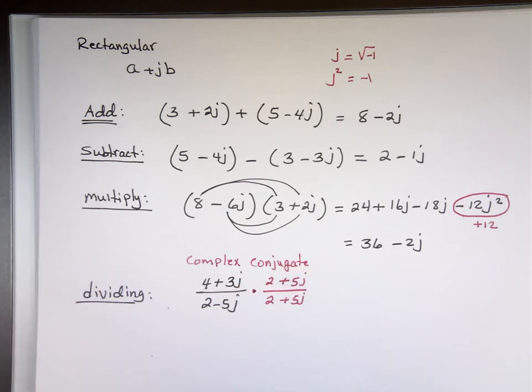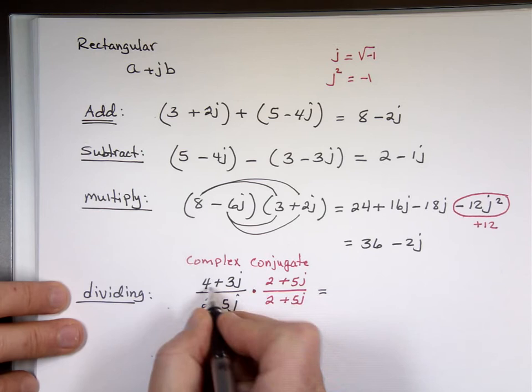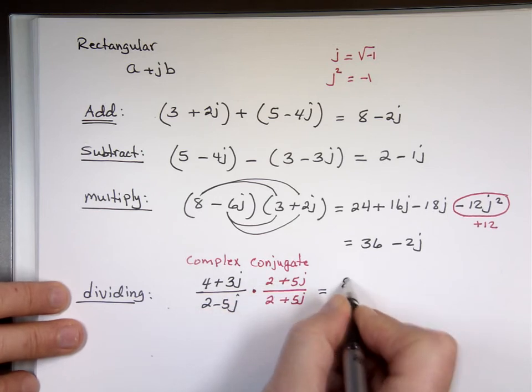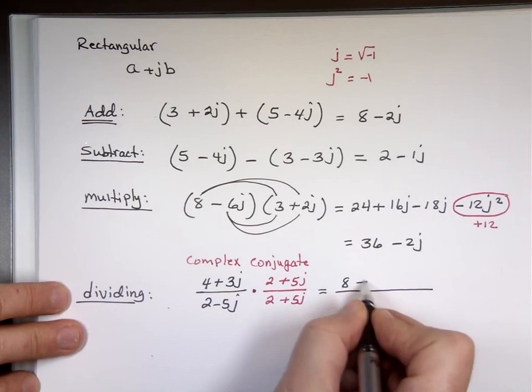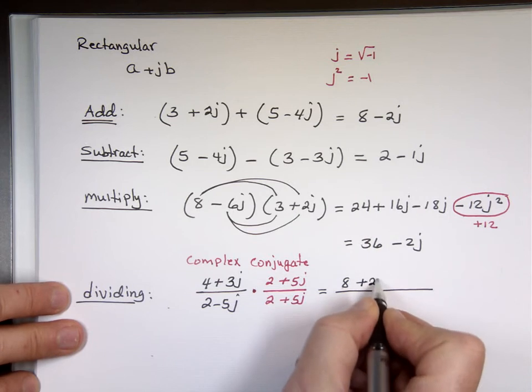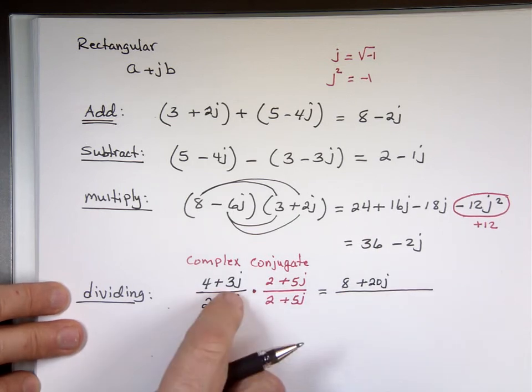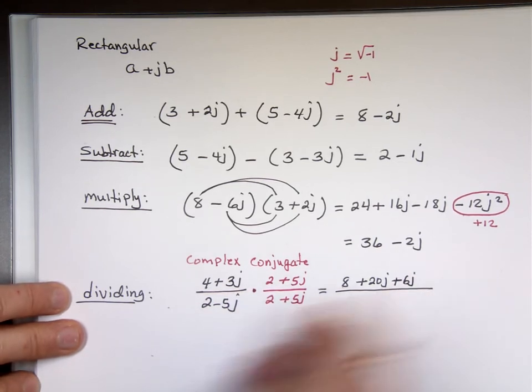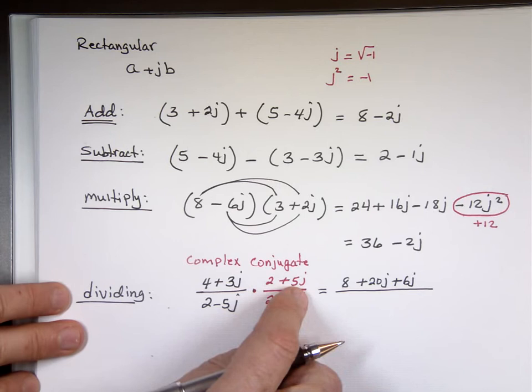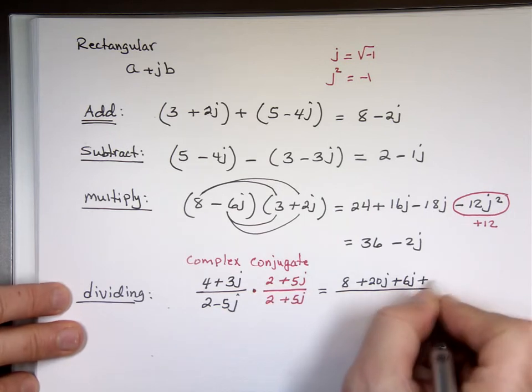And now let's multiply them out. Let's do the FOIL on the top, the FOIL on the bottom. 4 times 2, 8. 4 times 5j, 20j, right? 3j times 2, 6j. 3j times 5j, 15j squared.